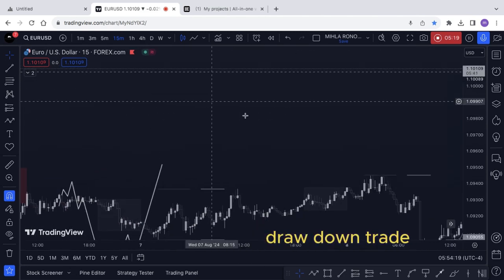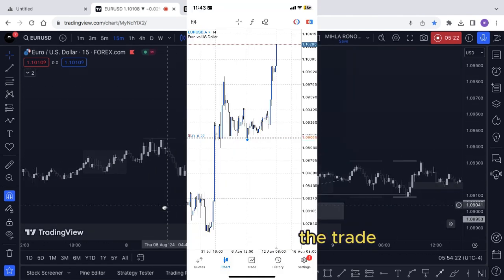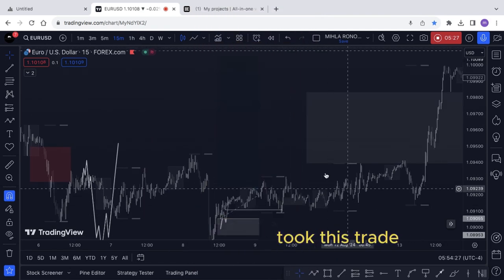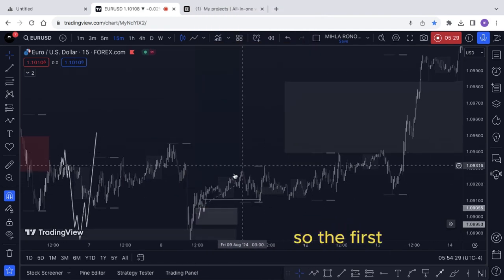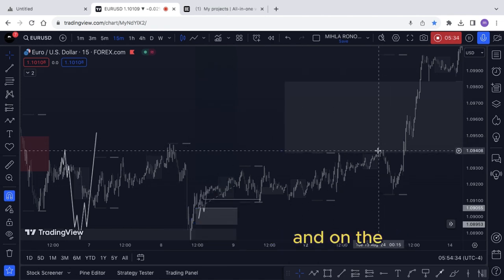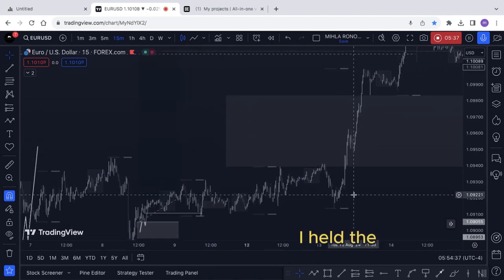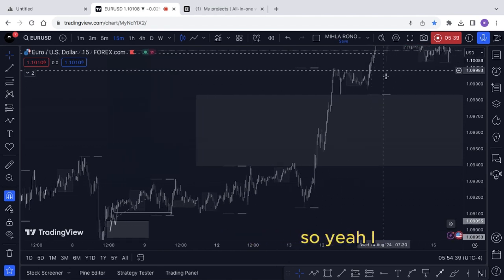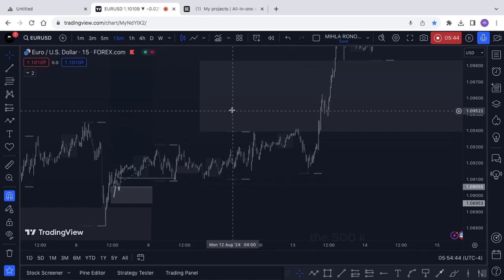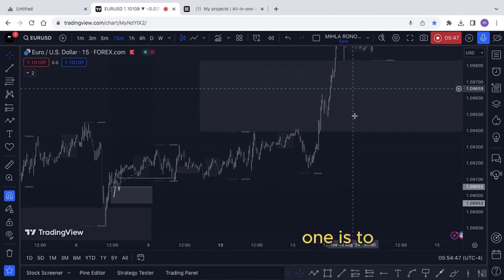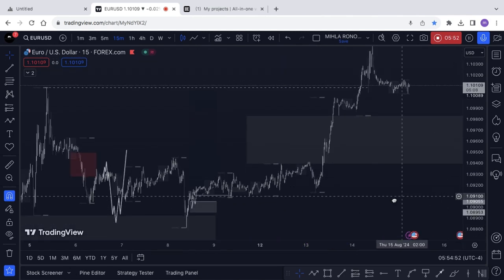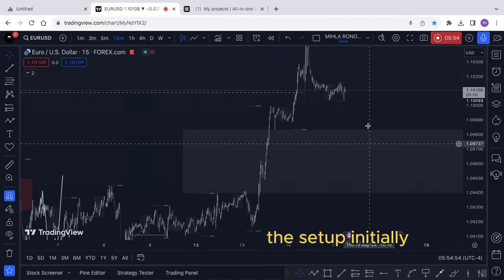It was basically a zero drawdown trade. I will attach the screenshot of the trade on MetaTrader. I took this trade on two accounts. On the first account, my 500k account, I exited around here, and on the 140k account, I held the trade throughout. I made about a 1:5 on the 500k, and it was a 1:10 on the 100k. So that was the setup initially.